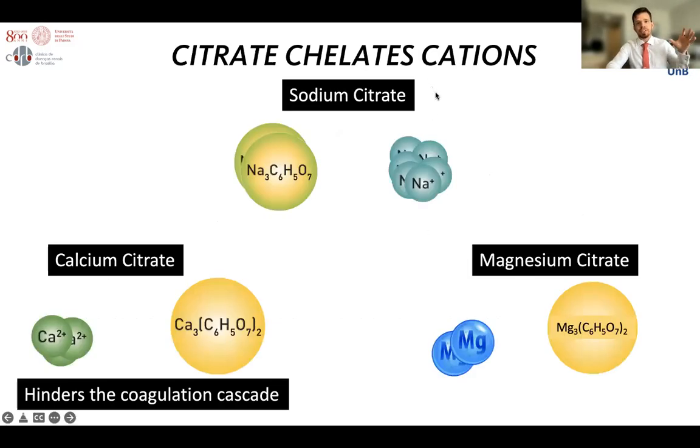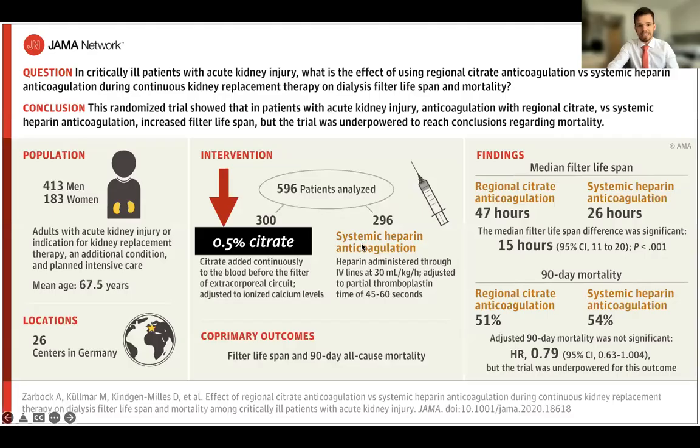So citrate chelates cations, and usually in the body we have these forms of citrate. The solution is sodium citrate, then citrate gets bound to calcium, and that hinders the coagulation cascade, but it also gets linked to and chelates ionized magnesium.